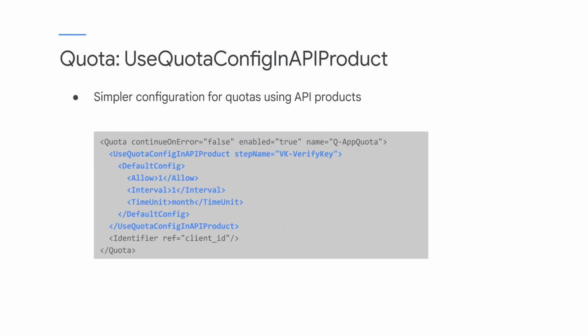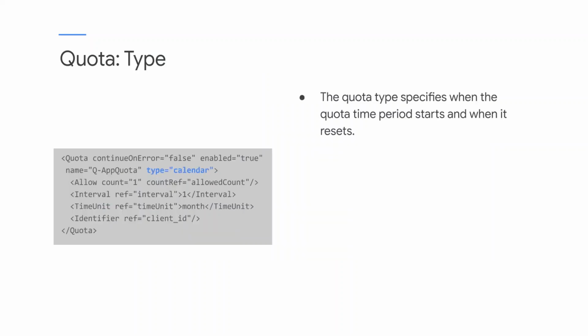The step name attribute specifies the policy that determines the API product for the calling application. The policy can be the verify API key policy or an auth policy using the verify access token operation. The default config element specifies the default values used if the quota values are not set in the API product configured for the application. A quota is specified with the type.